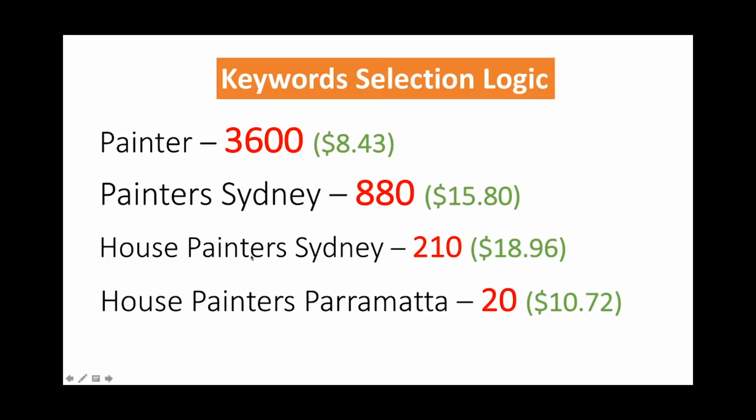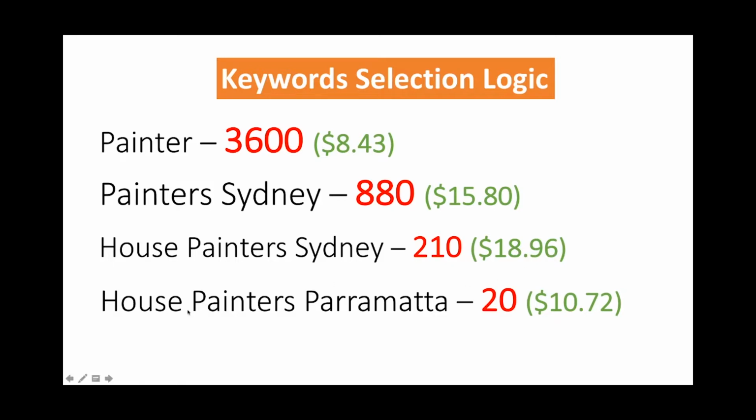Next keyword, house painters Sydney. This keyword is more specific than painter Sydney, much more specific than just painter, because it includes the specific description of the service that you provide. House painters. Again, the only problem with this keyword is that because it's Sydney-wide, maybe the client wants to get somebody local. And if you spend $18.96 per click and the client just wants somebody local, this is just going to be money wasted.